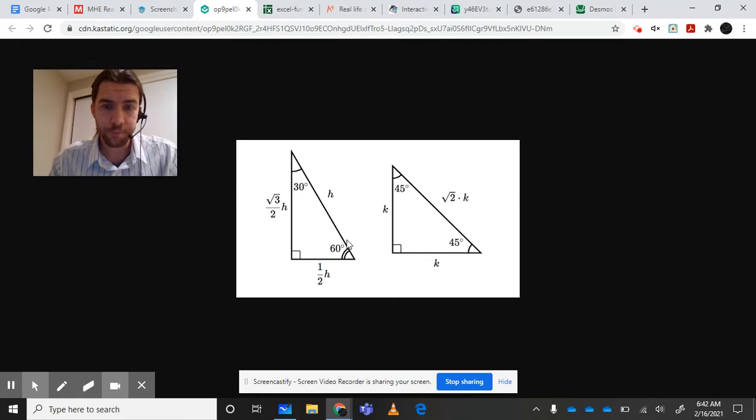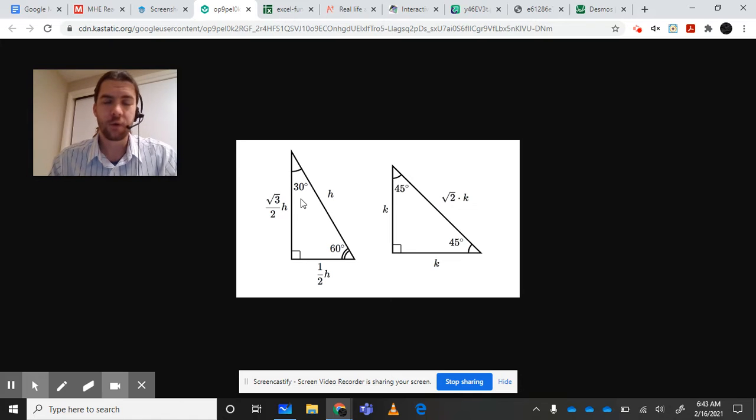When people began working with this idea, they would do that for various triangles. They would do it with a 30 degree, and they would do it with 45. For 45 degrees, the sine of 45 is going to be opposite over hypotenuse. Let's call these k's 1 again. So 1, 1, and square root of 2. The sine of 45 would be 1 over the square root of 2. That would be the ratio between those two sides.